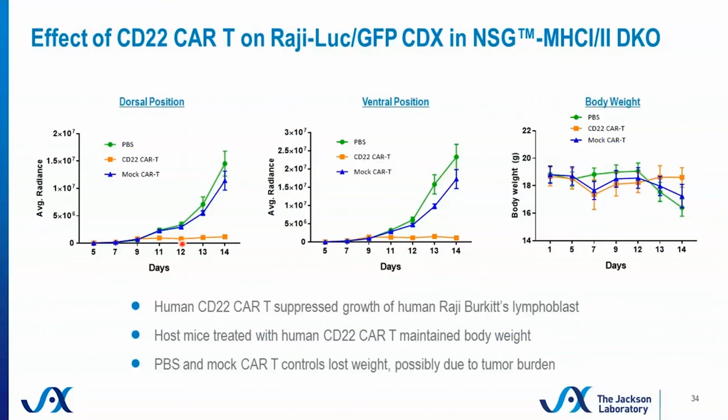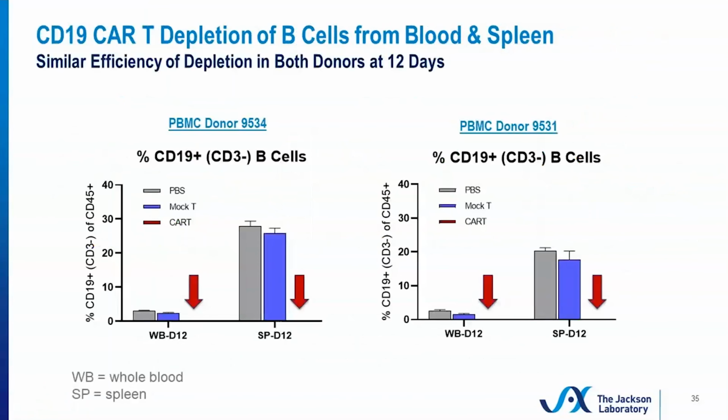This is just a graphic representation of the previous slide showing the clearance of the tumors. And these mice are maintaining body weight quite nicely. It's only those with high tumor burden that are beginning to lose body weight in this model.